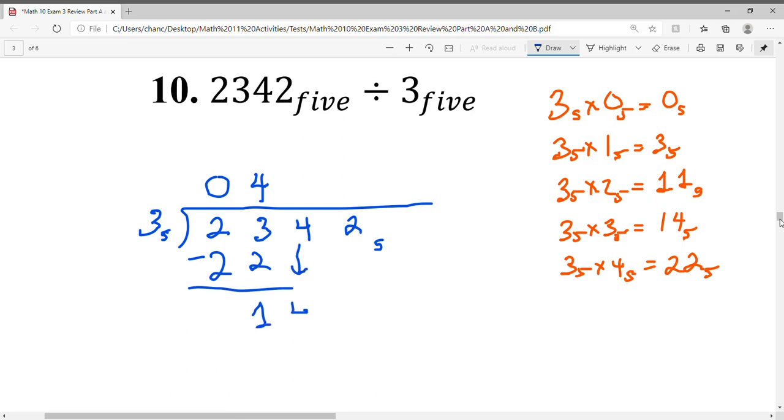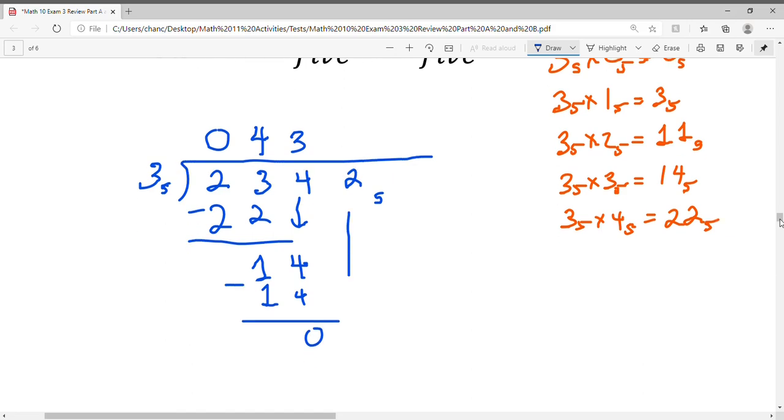Bring down the 4. What's the closest I can get to 14 base 5? Well, that's 3. Put a 3. 3 times 3. Hey, that's 1, 4. So we'll put a 1, 4 here. Subtract. I get a 0. Then I'll drop down the 2.